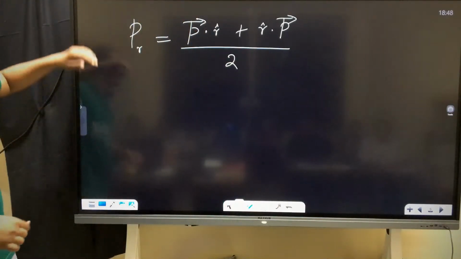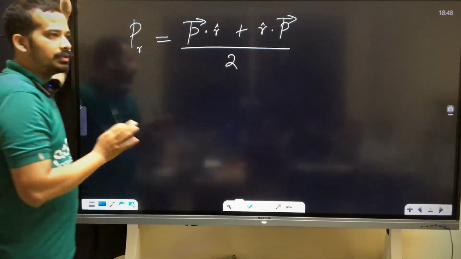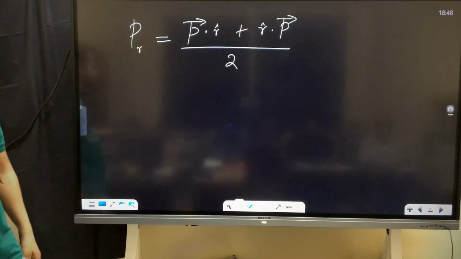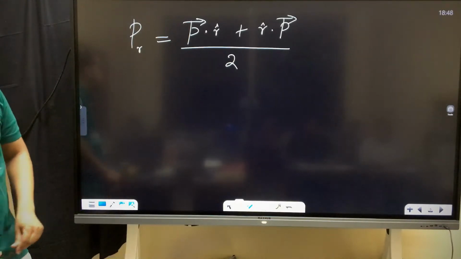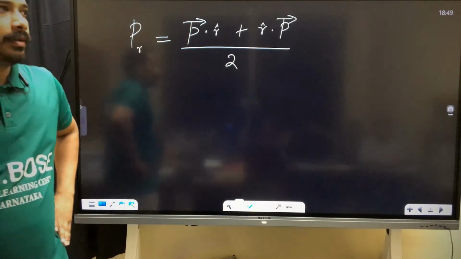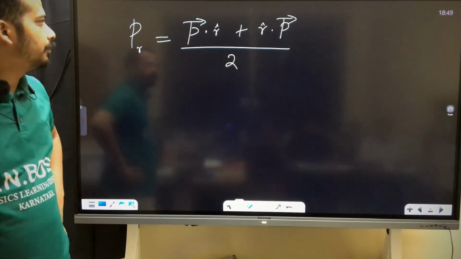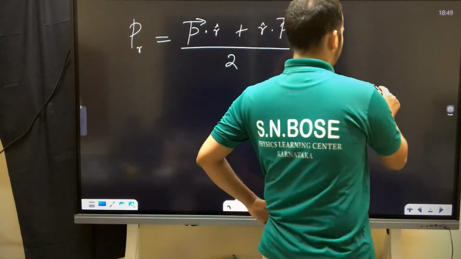Somehow you should be able to prove that P vector dot r cap is not Hermitian, but this whole operator is Hermitian. This kind of problem is also there. Right now, I don't have that problem again. What was that problem? So this one, okay.